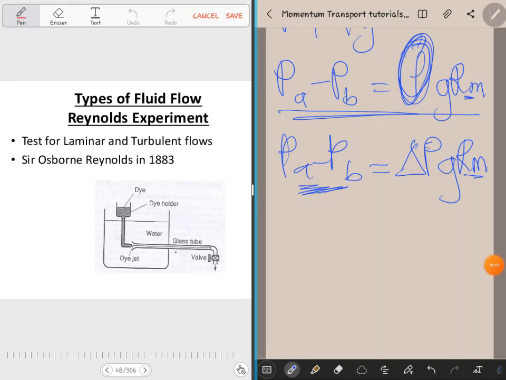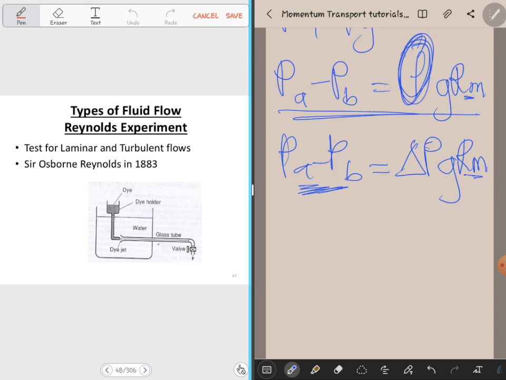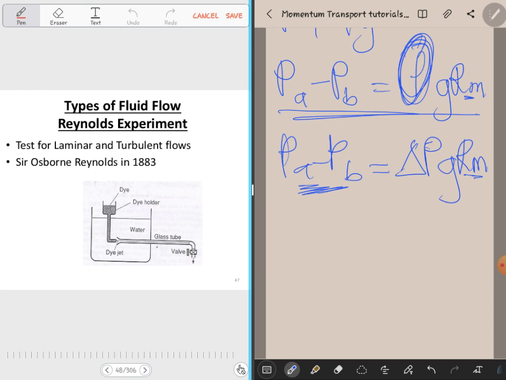Last time we did fluid statics, and then we did the hydrostatic equation, right? I advise that anytime you do that, you solve further questions to get the understanding very well. Okay, this time we are doing fluid flow. For this particular session, we are doing what we call the Reynolds experiment.